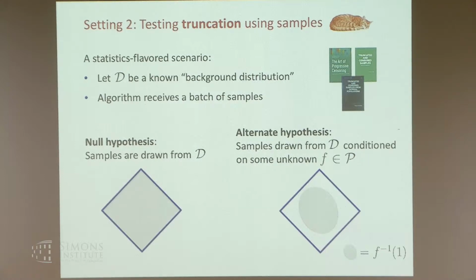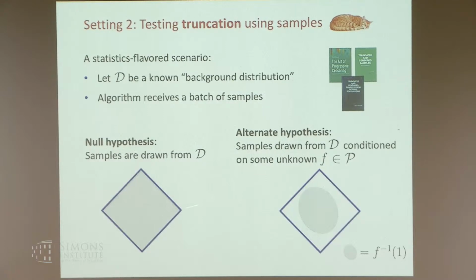And what we're going to try to do is distinguish between a null hypothesis and an alternate hypothesis. The null hypothesis is that, yeah, nothing happened. You just got samples drawn from D. So maybe if D is the uniform distribution and this is the cube, this would be the null hypothesis, that this is what the distribution is. The alternate hypothesis is that the samples came from D, but they were conditioned on some function which has a property you're interested in. Maybe the samples came from the uniform distribution conditioned on it being monotone, or conditioned on it being a junta, or something like that, okay?